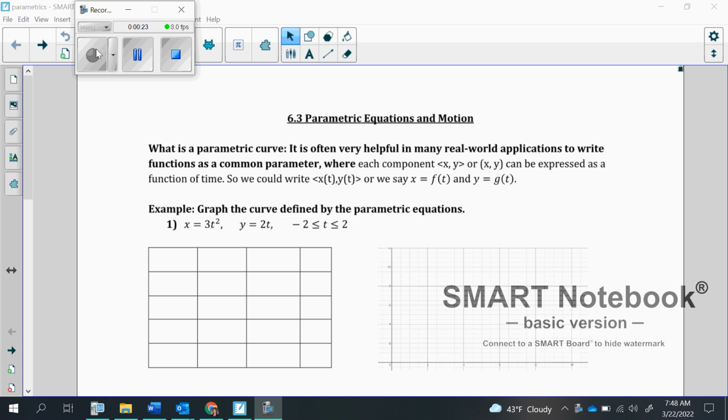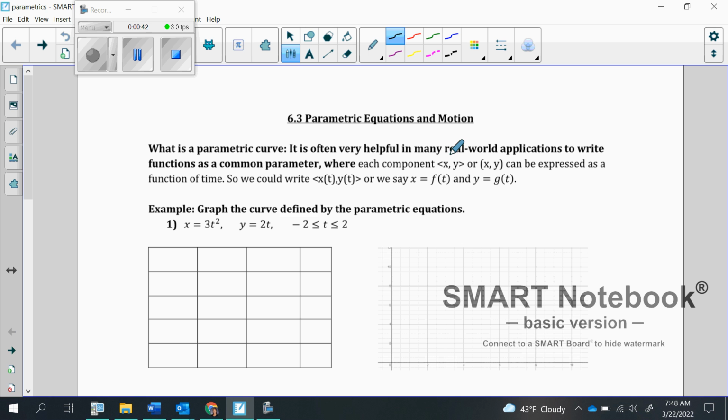I apologize. So today we're going to be talking a little bit about parametric equations and how they relate to motion. So we just finished talking about vectors, and what are parametrics used for? So first off, what is a parametric curve? So it says a parametric curve.